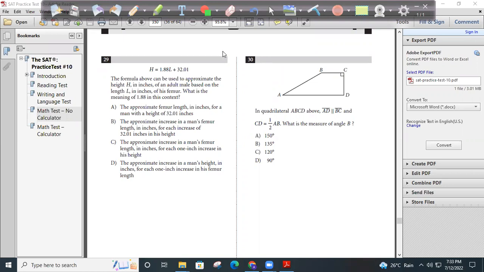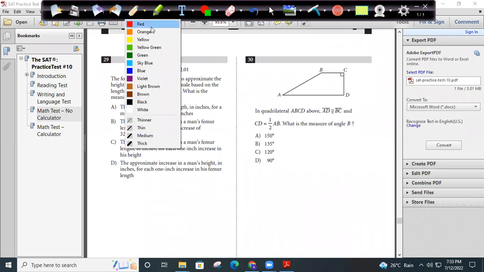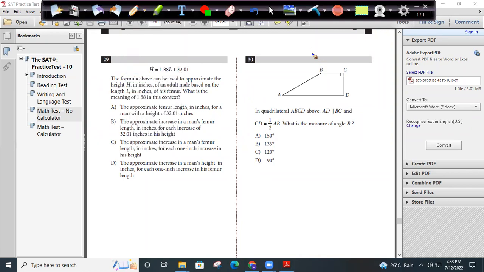Perfect. So people have typed some answers. Now let me solve it and see how it should be solved. AD is parallel to BC. That is information. Immediately I write there is a quadrilateral, a four-sided figure. CD is half of AB. So if this is X, this is 2X.